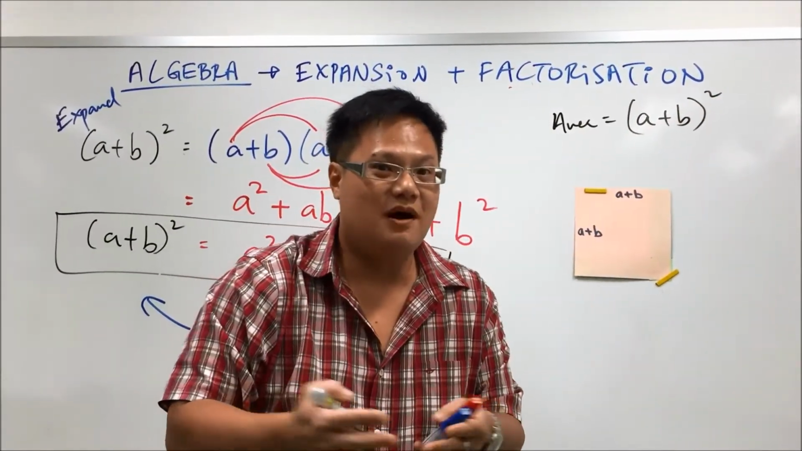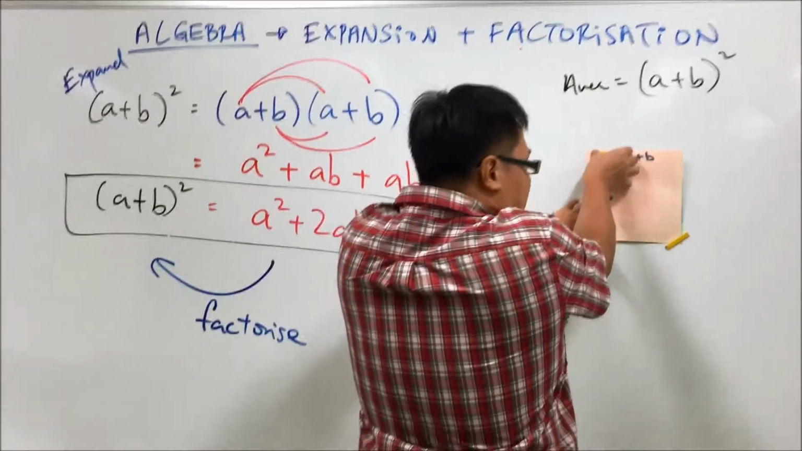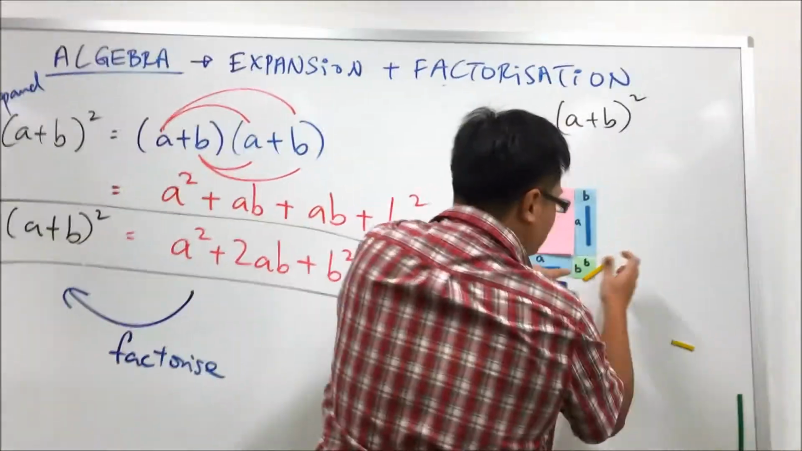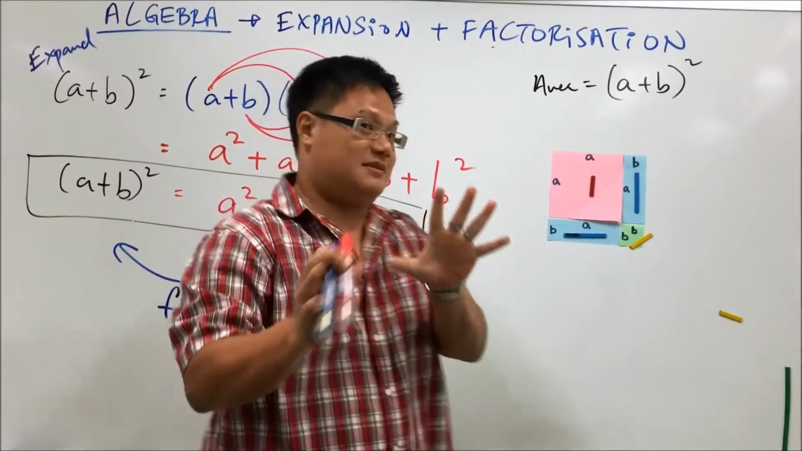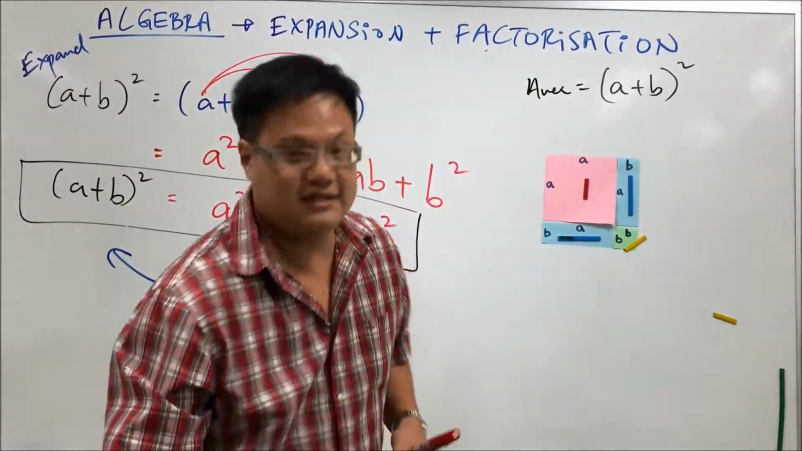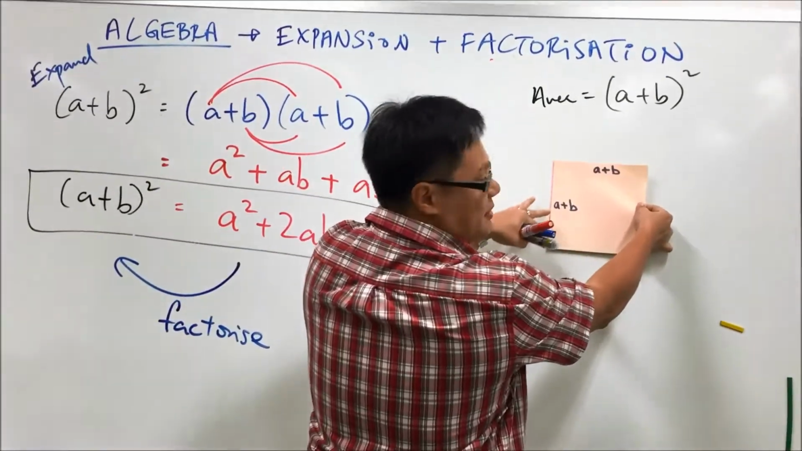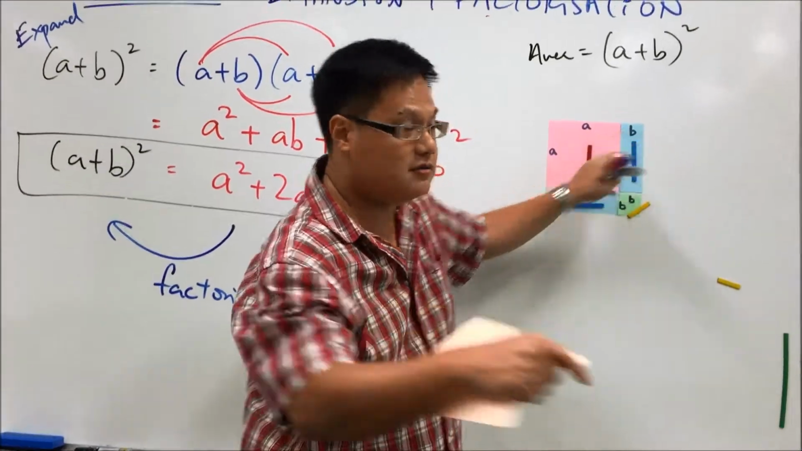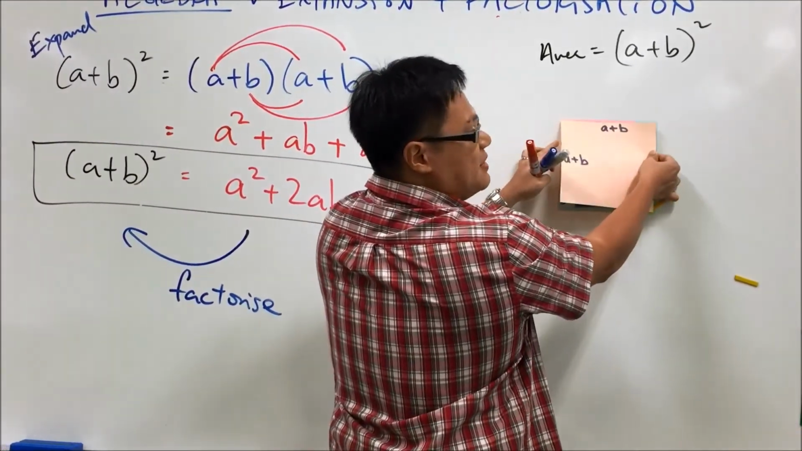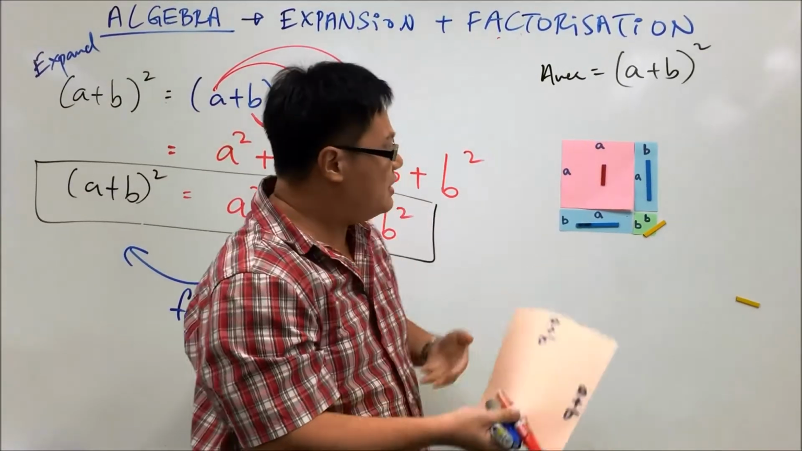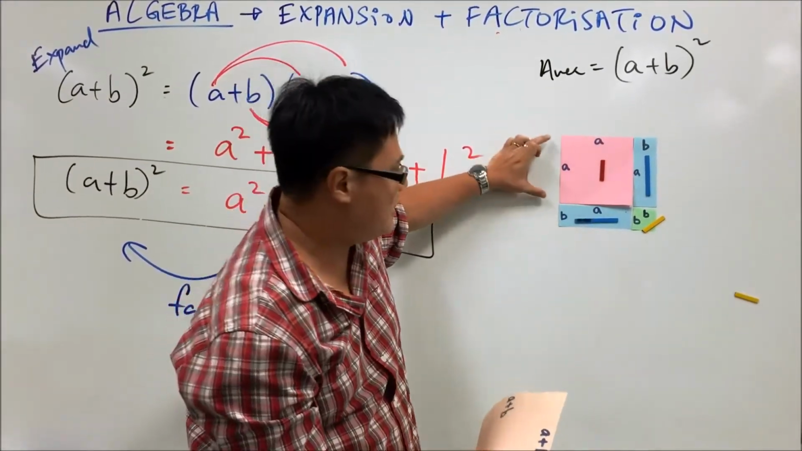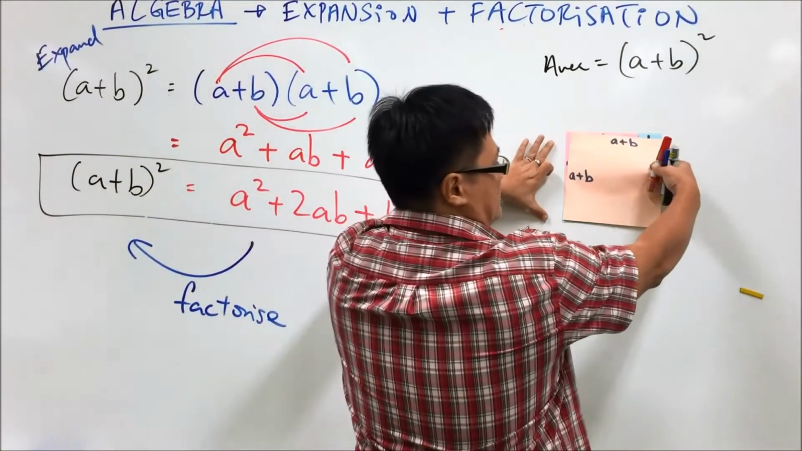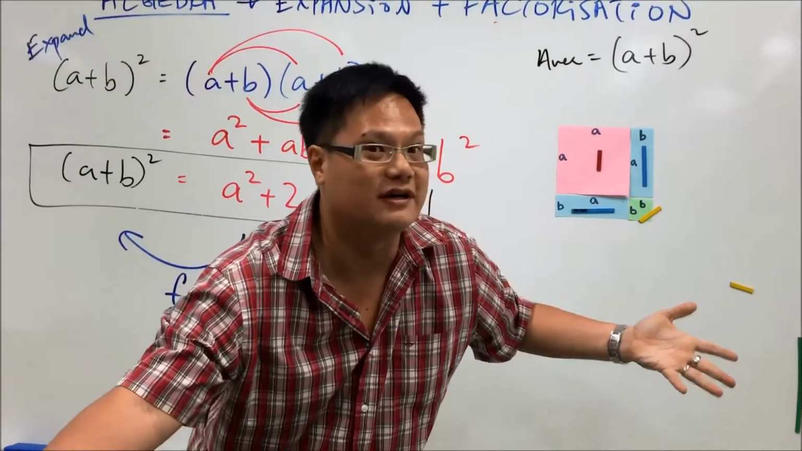If I split this into different shapes, the original shape is still (A plus B) squared. If I let this length be A and this length be B, the entire length would be A plus B. Does that make sense? Similarly, for this section, I let this length also be A and this little length be B, so this side of the square will also be A plus B. Not difficult to understand, right?